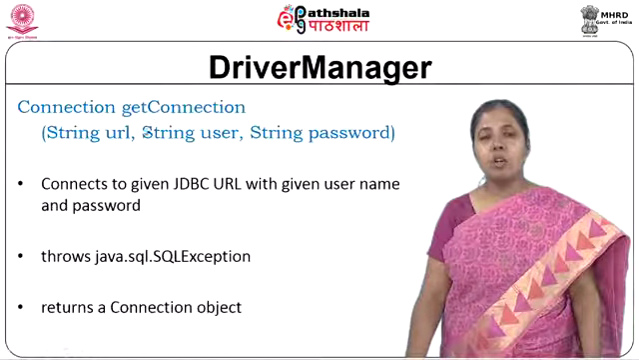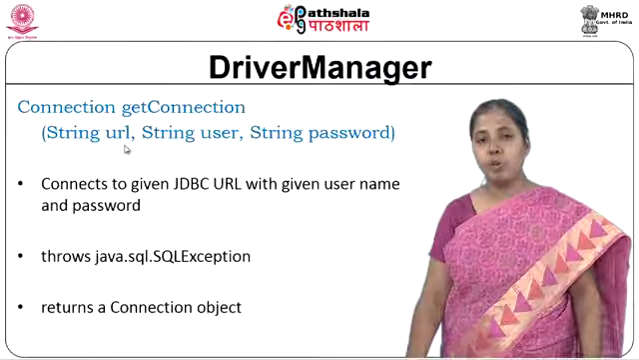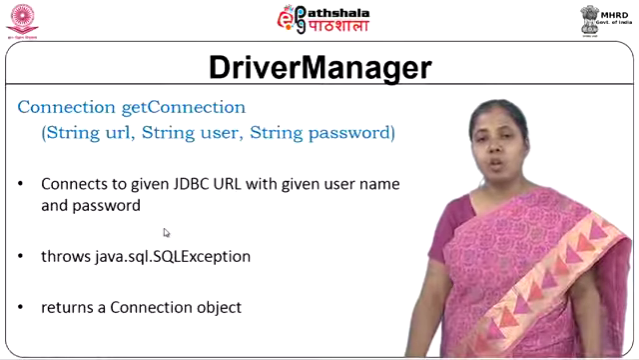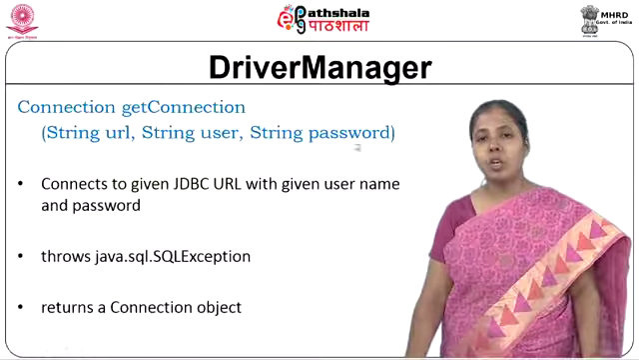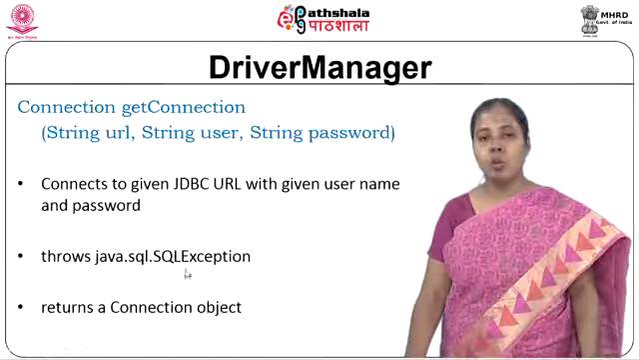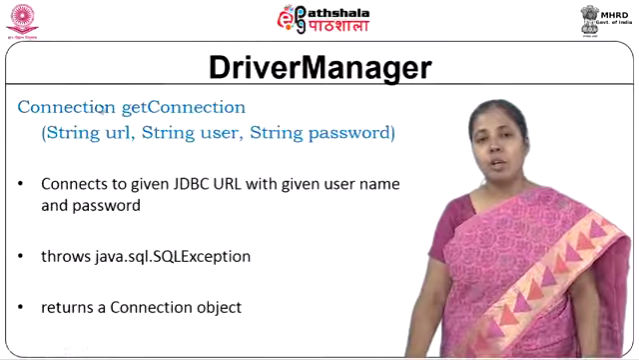This get connection can take a URL, or it can take 3 parameters: the URL, the username and the password. This would connect to the JDBC URL with the given username and password. So, either you can get the connection by giving the JDBC URL, or you can give the URL, username as well as the password. This get connection method throws an SQL exception and returns a connection object.